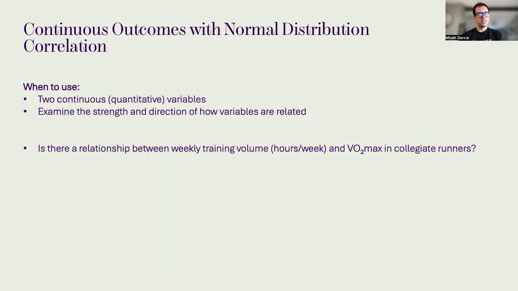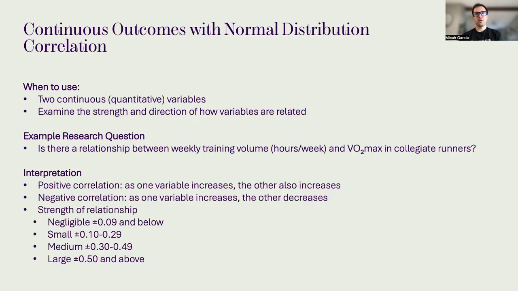The last test we're going to discuss is a correlation analysis, and this is used when you have one sample again, and you're going to be comparing 2 continuous variables. So you have these 2 dependent variables that you're looking at. How are they related? It tells us how strong the relationship is and the direction of that relationship. An example is: is there a relationship between weekly training volume, the number of hours per week, and VO2 max in collegiate runners?